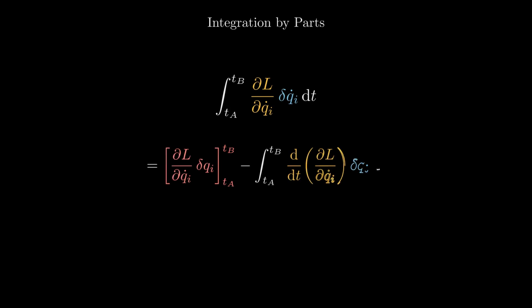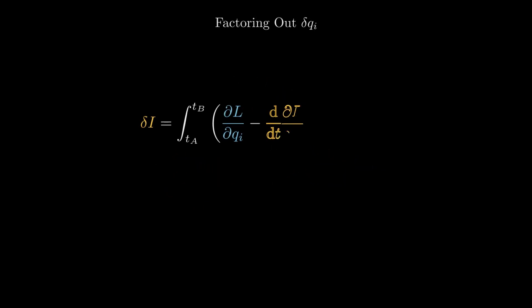This gives us a new integral, and this boundary term. Recall we set delta q to be 0 at TA and TB. This means this boundary term vanishes, which makes our life a lot easier. Now we can factor out delta qi from our integral, giving us a term which is first order in our tiny change. We have essentially found the derivative of our action.